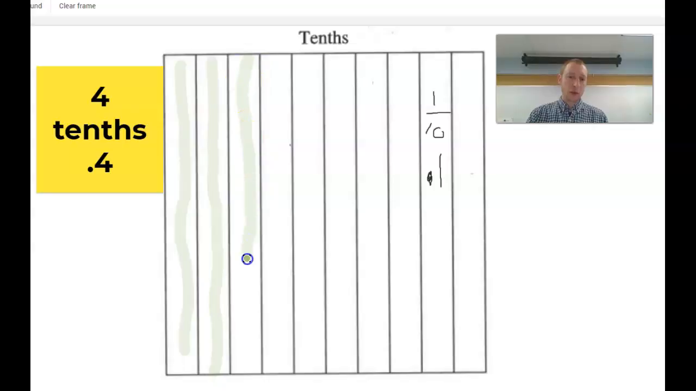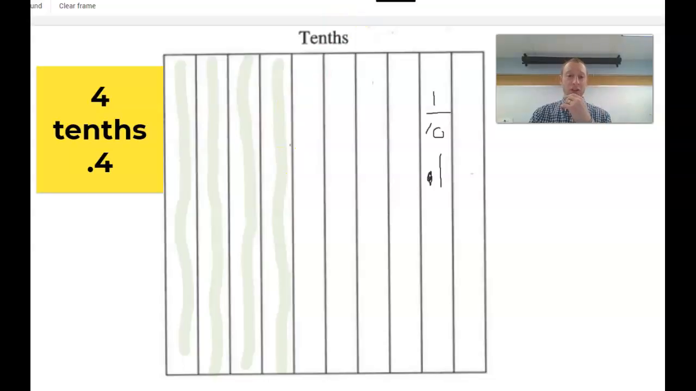There's 3/10, and there's 4/10, right? So that first number that comes after the decimal point is your tenths place. This tells you how many tenths to shade in. So I just showed 4/10.